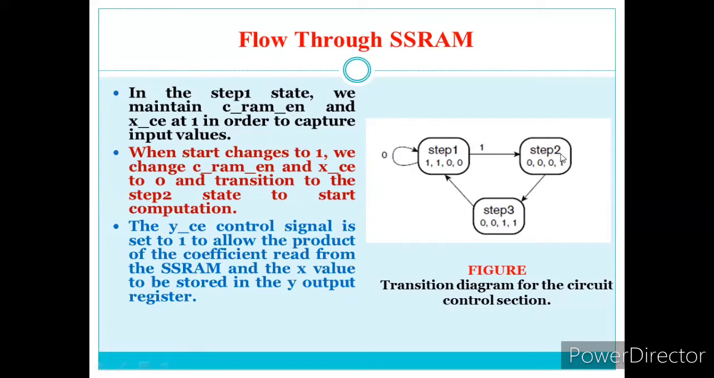In step 2, whatever data we have read gets multiplied here, and once it gets multiplied, it needs to be stored, right? The last one is our Y, so it is made 1. So the result is stored in step 2 for the first multiplication.